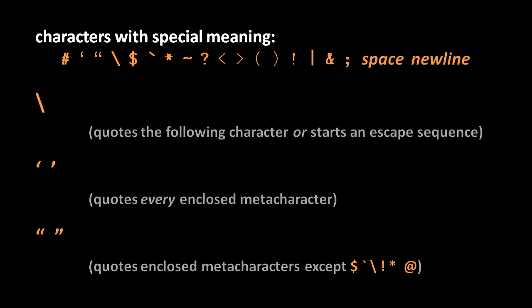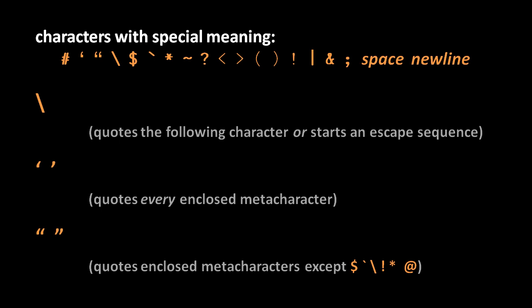Alternatively, you can use a pair of single quote marks, which will quote every character enclosed within. So effectively, every character between single quote marks signifies simply itself. Similarly, you can use double quote marks to quote characters, except they do not quote any enclosed dollar signs, backticks, backslashes, exclamation marks, asterisks, or at signs.